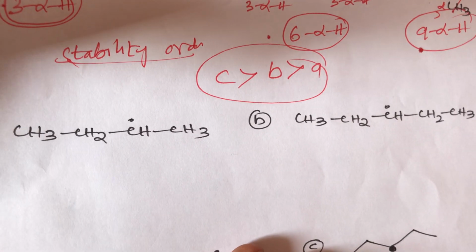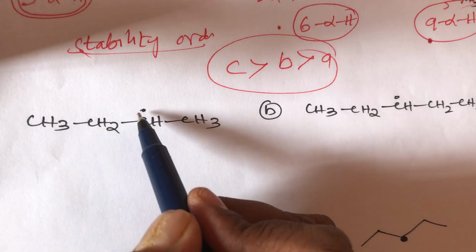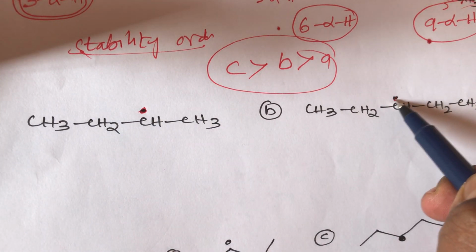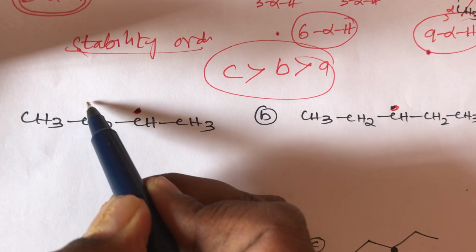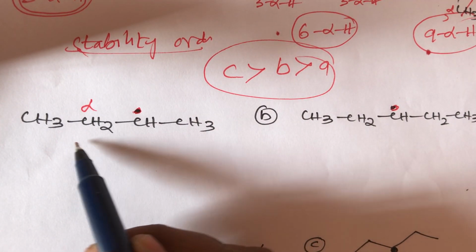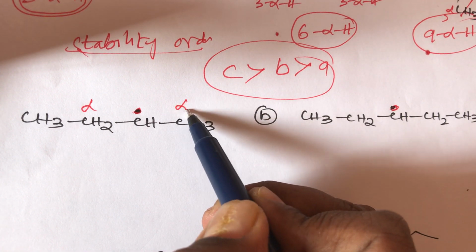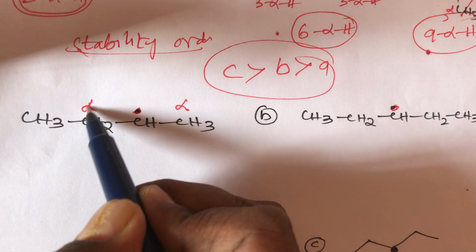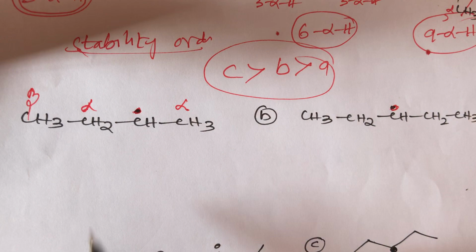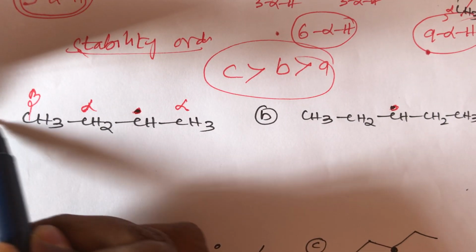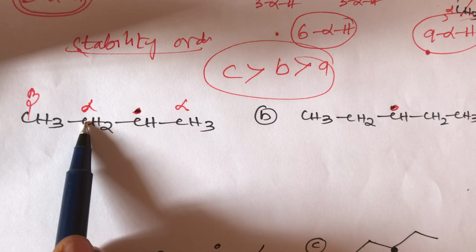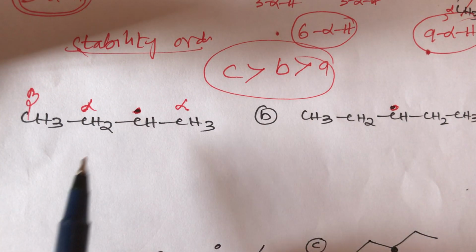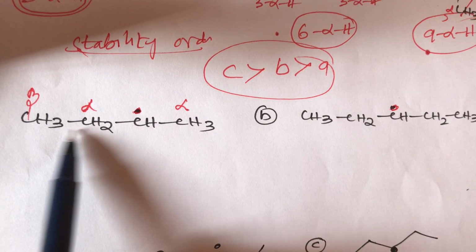Now take another example. It is also a secondary free radical. Both are secondary free radicals, and both have alpha carbons. On the left side there is an alpha carbon, and on the right side also an alpha carbon. On the left side there is an alpha carbon, then a beta carbon also. The left one is the first compound, A. In compound A, the carbon next to the free radical is called the alpha carbon, then the beta carbon, then the gamma carbon.